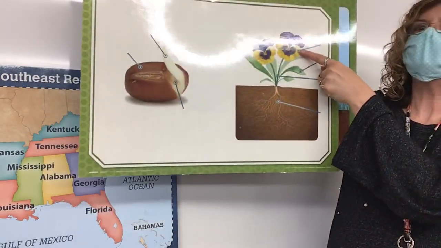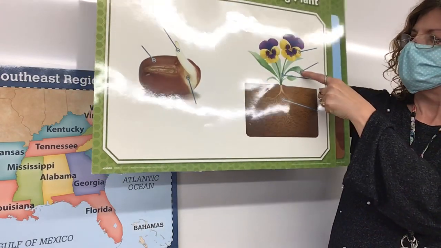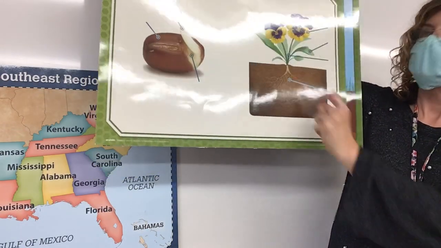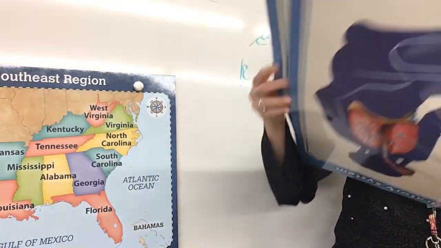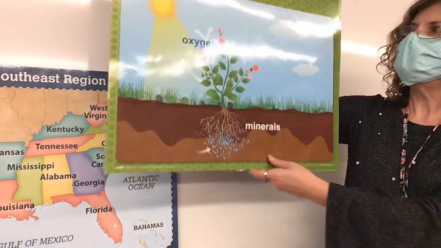All right, now look at this one. This is flower. Leaf. Stem. Roots. All right, now it's super simple, okay? Now, this one's a little more difficult. Everybody needs to pay attention.